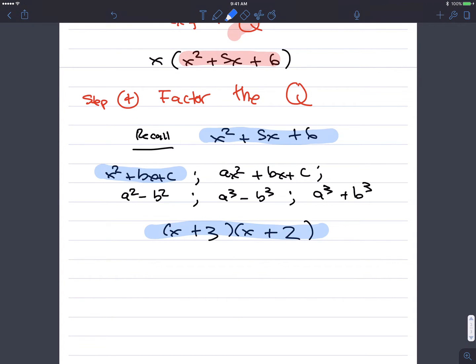The product has to be 6. The sum has to be what? 5. So you factor this already. Now, step 5 here, you're done here. Here's step 5. You're going to write your final answer.